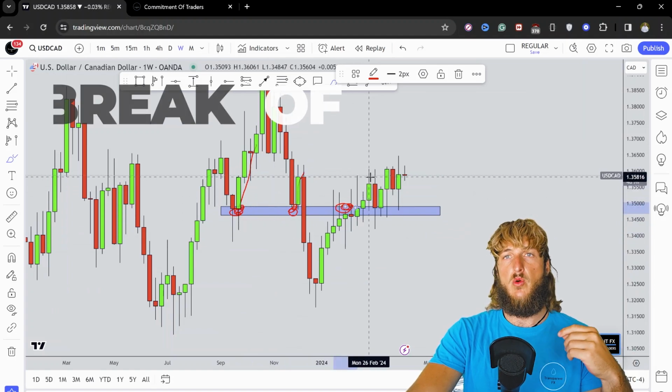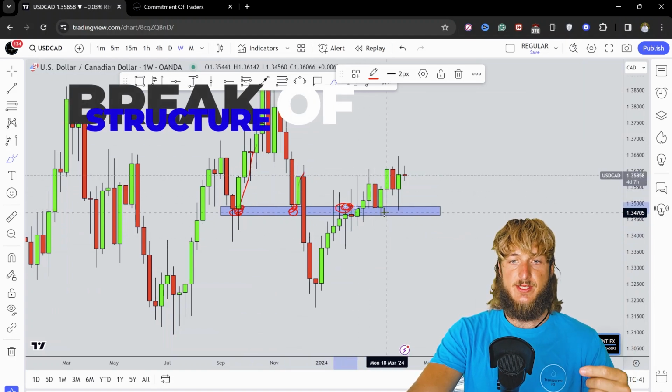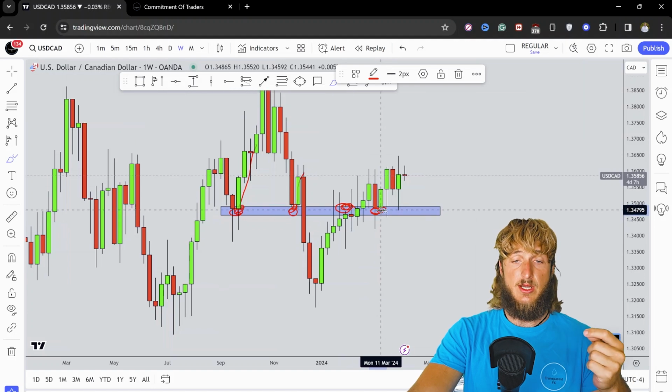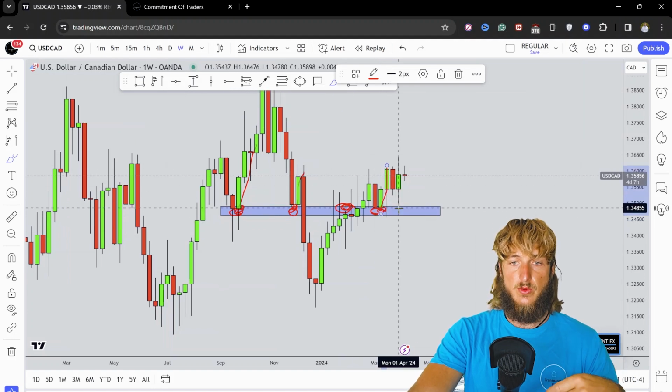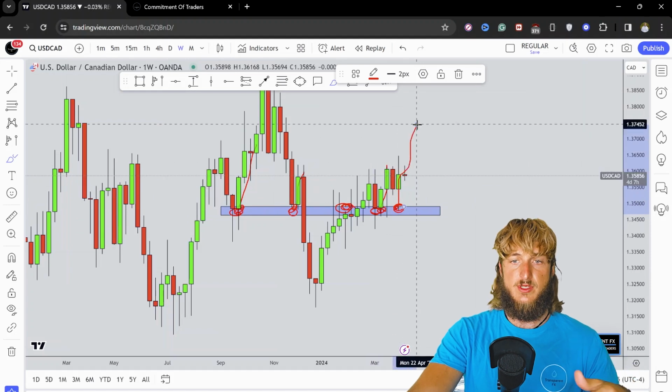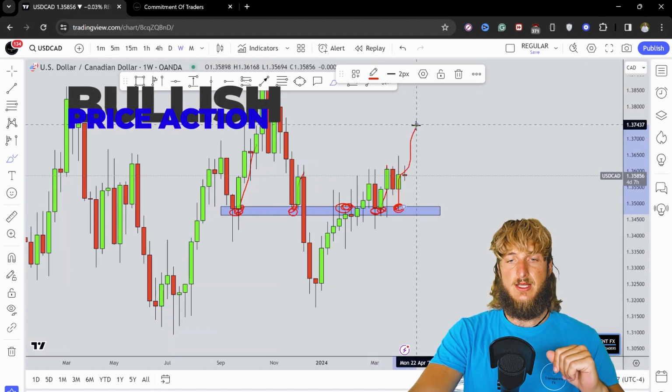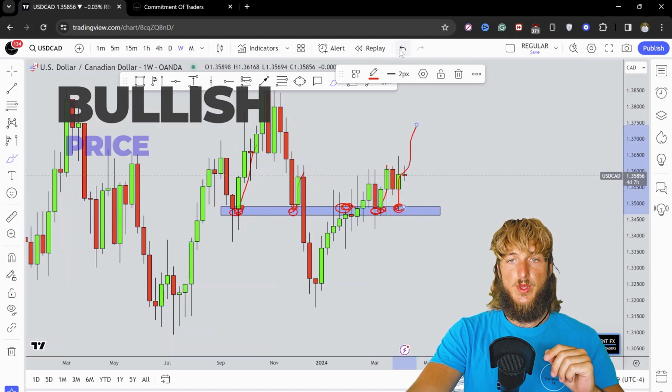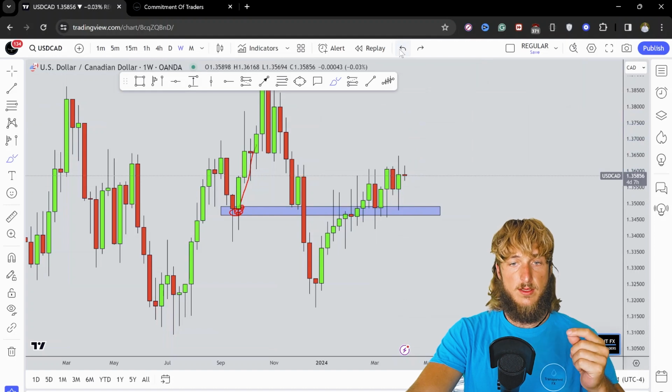Now the market has broken back above that zone. So the previous resistance is now turned support. The market tested it as support, rejected it to the upside, and now has just tested it once again, rejected it to the upside. So more bullish price action in a situation like this. Also from a weekly perspective, it is quite possible.